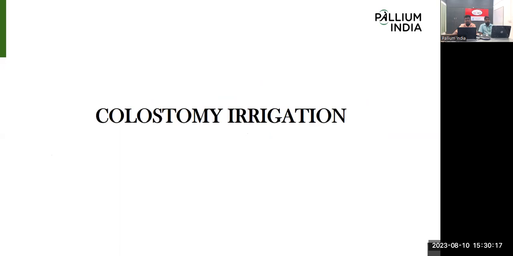So actually, in this case, as I already told in the third slide on anatomy, according to the part of the colon where the colostomy is made, the name will vary. Here, this one is the sigmoid colostomy. For the sigmoid colostomy, we can suggest colostomy irrigation. It's a management we can suggest for this type of colostomy.